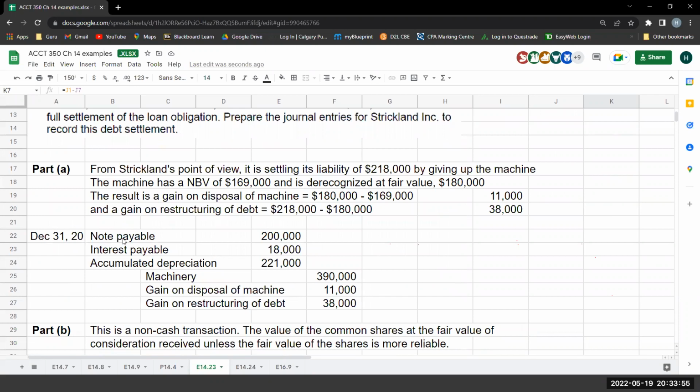Get rid of the note payable for $200,000. Get rid of the interest payable, the interest amount that has been accrued on the note, $18,000. Get rid of the machine. The cost of the machine is $390. The accumulated depreciation is $221. And then, as I explained, there's an $11,000 gain on disposing the machine and $38,000 gain on, yeah, I won't call it restructuring. The debt is being settled, settlement of debt.